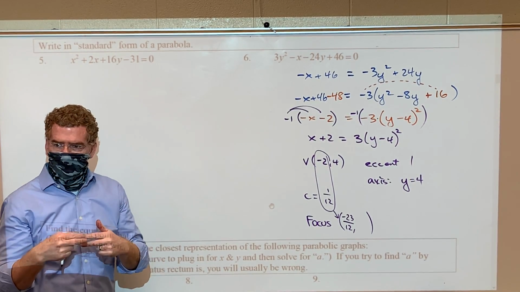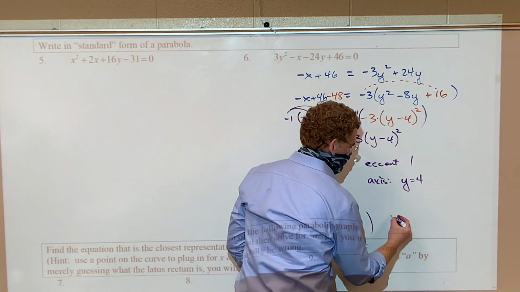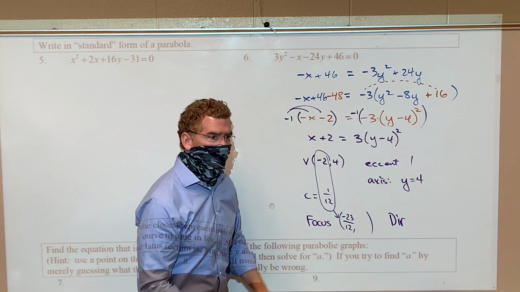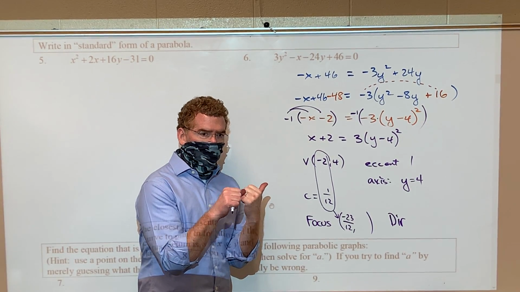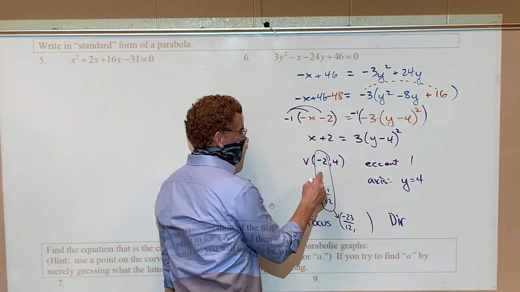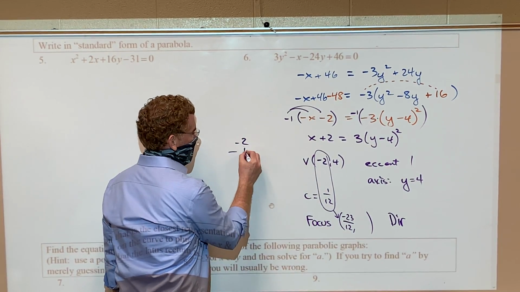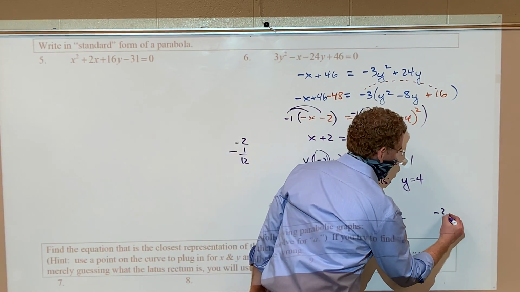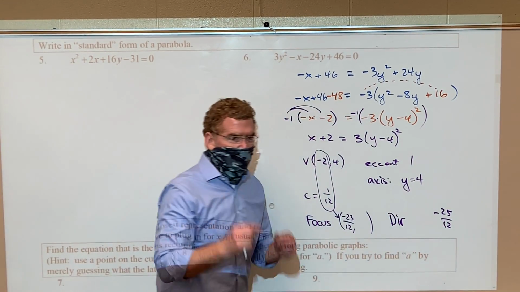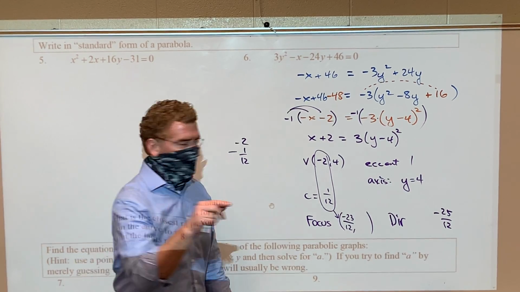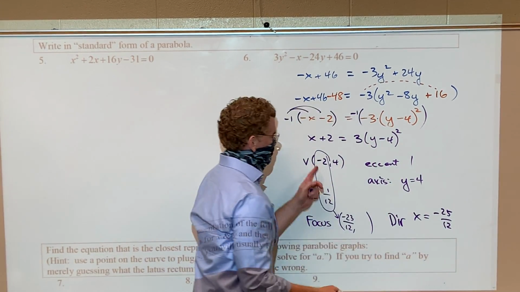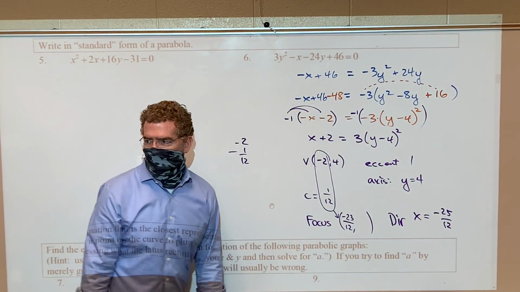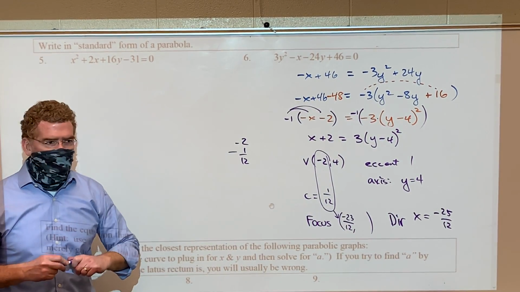Y'all seeing that? All right, now, what's the directrix? If I add it to get to the focus, I'm going to subtract it to go to the directrix. So I'm going to be subtracting a 1/12, which gives me negative 25 twelfths. But wait, it's not a point. It's which line? X equals, because I changed the X coordinate. That was the X movement we were talking about. And I didn't even have to sketch it. You can think through that.